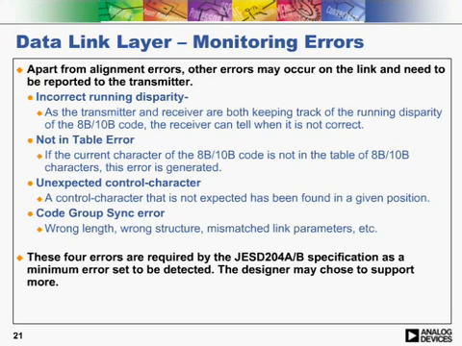The JESD204 standard requires that at least 4 different types of errors be detected in addition to the alignment errors. Incorrect running disparity on the link is monitored by both the transmitter and the receiver. Not in table errors are also monitored, and when a character not in the 8B10B code table of characters is transmitted, an error is generated. Control characters that are out of place also flag an error.